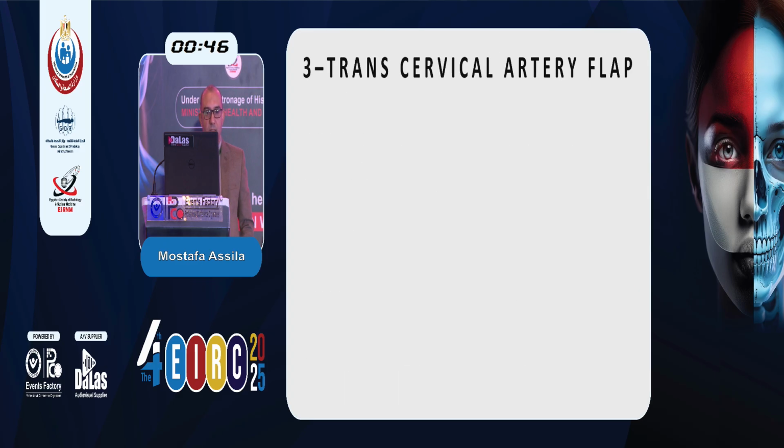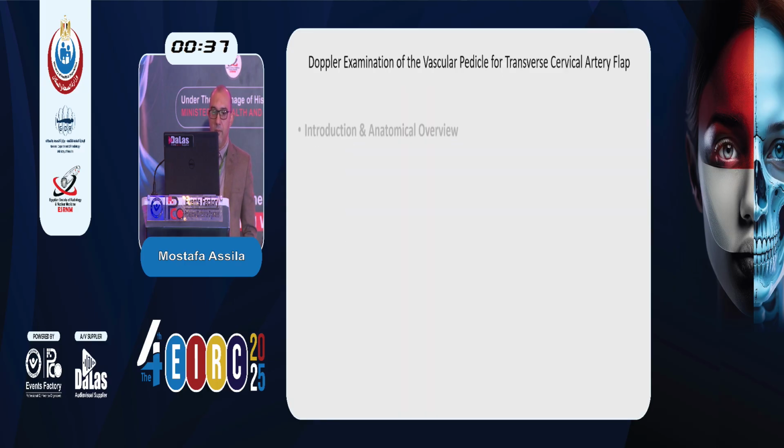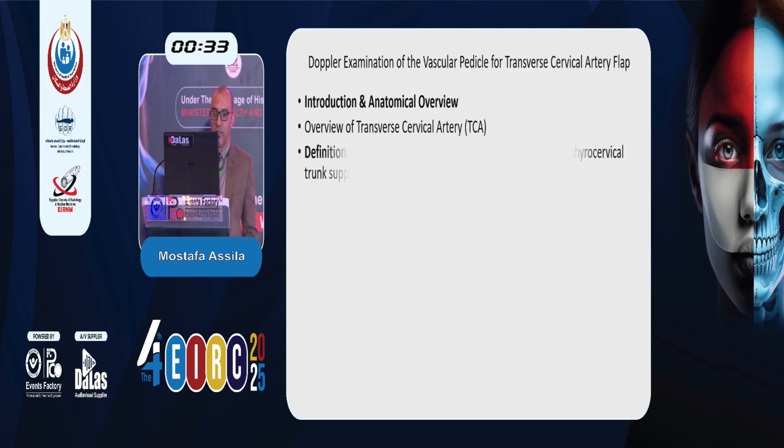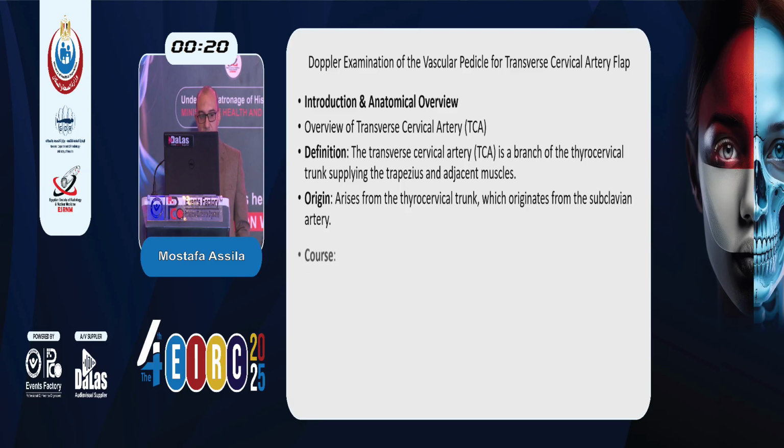The third and last flap we're dealing with today is the transverse cervical artery flap. Introduction and anatomical overview of the transverse cervical artery. Definition: it's a branch of the thyrocervical trunk supplying the trapezius and adjacent muscles. Origin: it arises from the thyrocervical trunk, which originates from the subclavian artery.